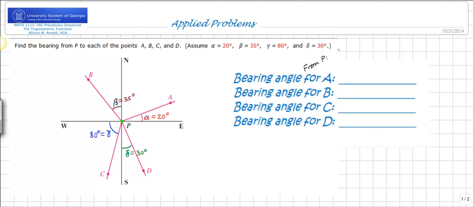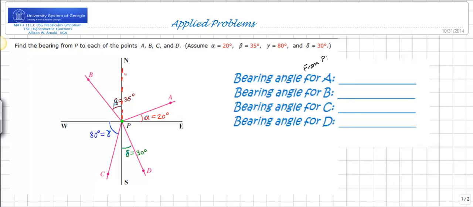So from P to A, for example, what you do is you look at the axes and you think, is the point A above or below the point P? Well, in this case, it's above. So we're first going to head north. And I'll do this kind of color-coded. We're going to head north.